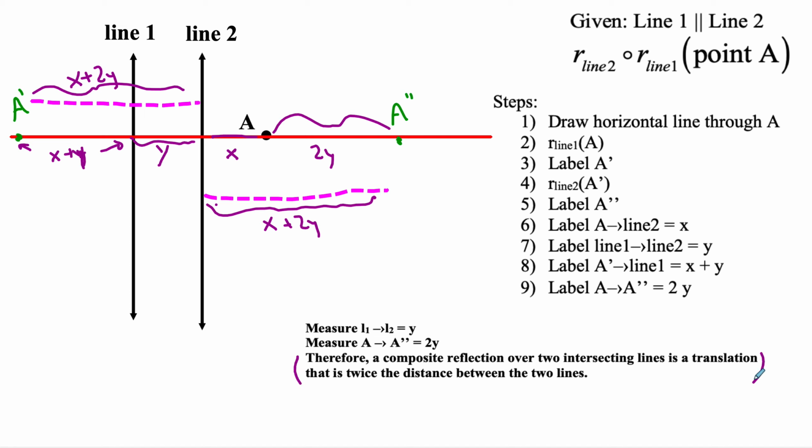So those are your key steps there. You'll be given this information. Steps are optional when you're taking a quiz or test, but they're good to keep in mind. And then these are required elements. You must state what the measured distance between line 1 and line 2 is, as well as the A to A double prime, just like when we did it over intersecting lines, right? And then this conclusion is always the same, but it is mandatory, okay? So that's it for how to prove composite reflection over parallel lines.